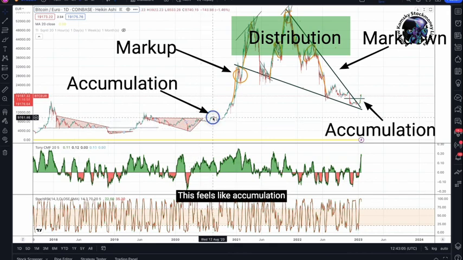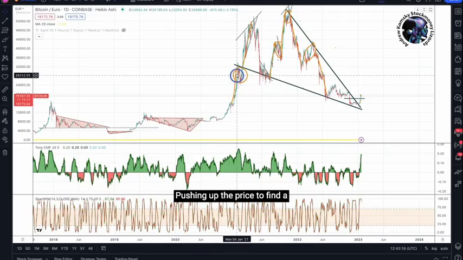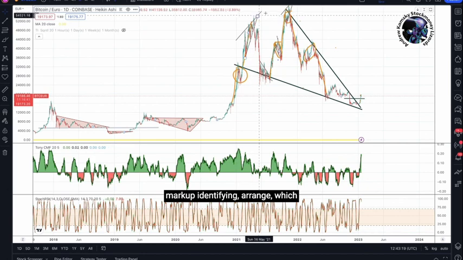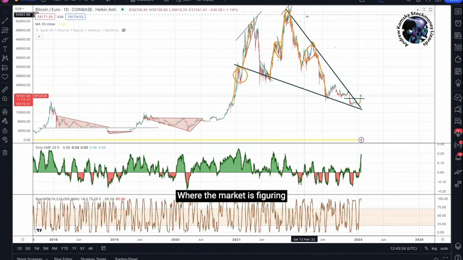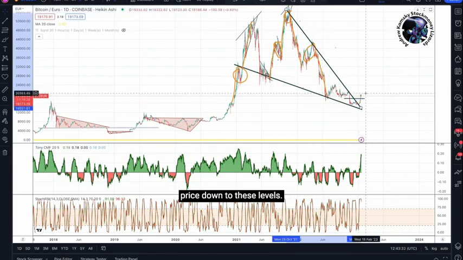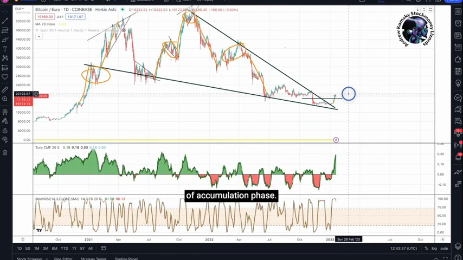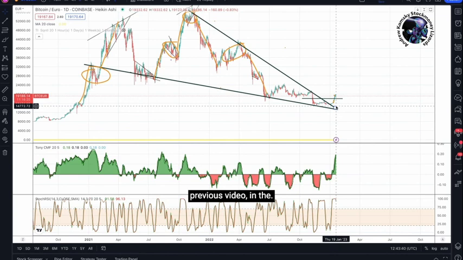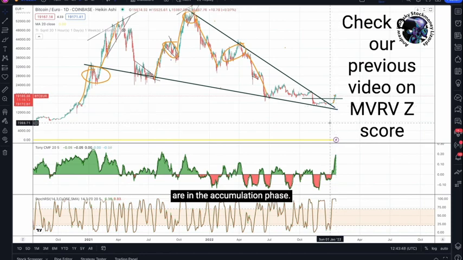This feels like accumulation, identified in the stock money chart over here, pushing up the price to find a markup, identifying a range, which is this entire range of distribution, where the market is figuring out if it's time to sell or not, which ultimately pushed the price down to these levels. And what we can identify is that we are showing signs of the accumulation phase, as we saw in our previous video in the MVRV Z-score, the on-chain metric, which is signaling that we are in the accumulation phase.